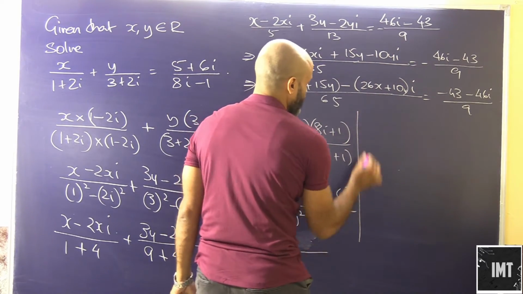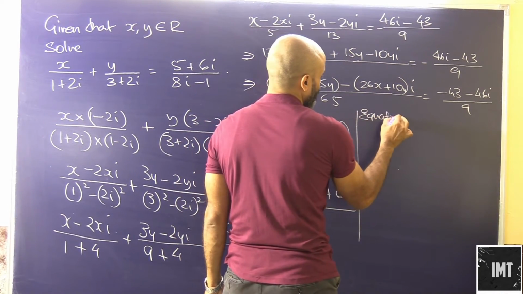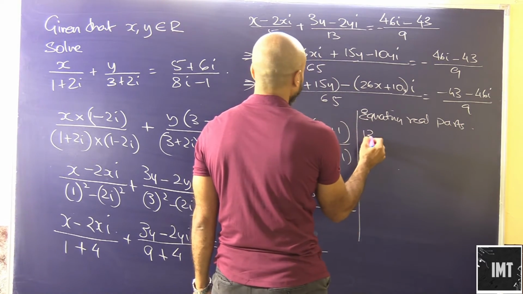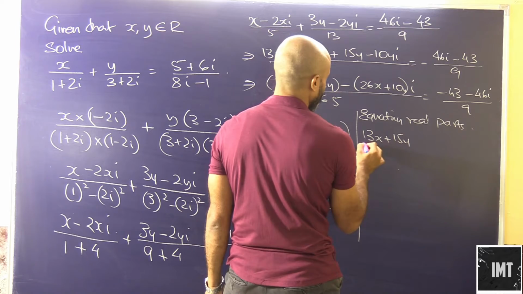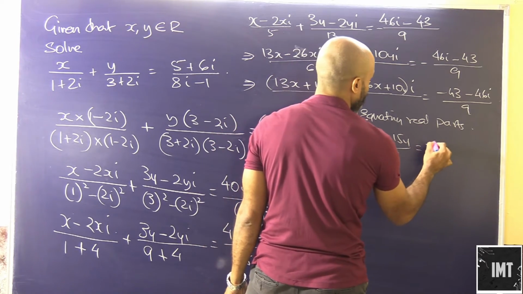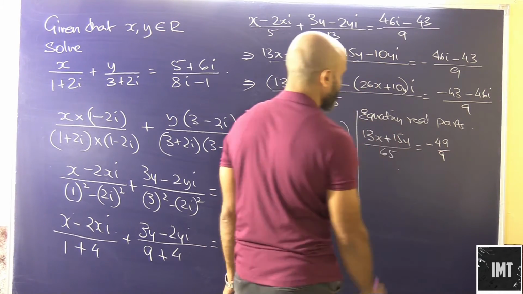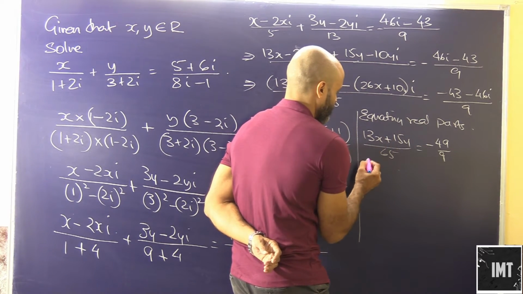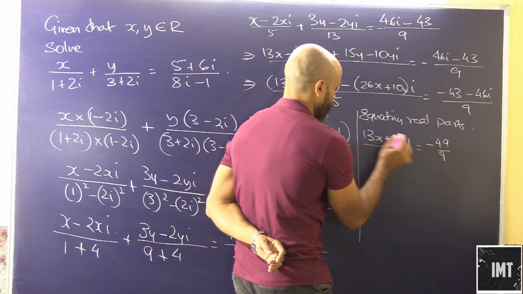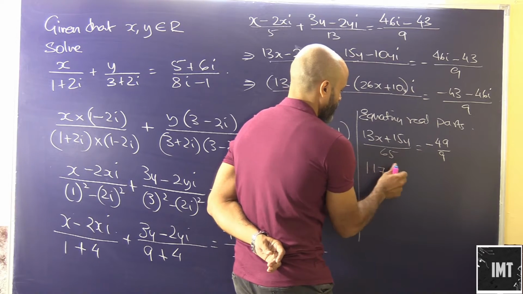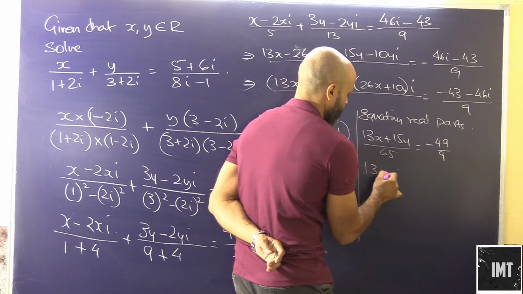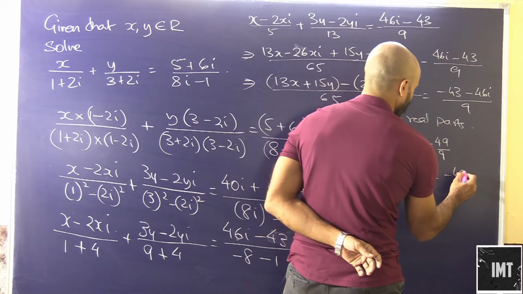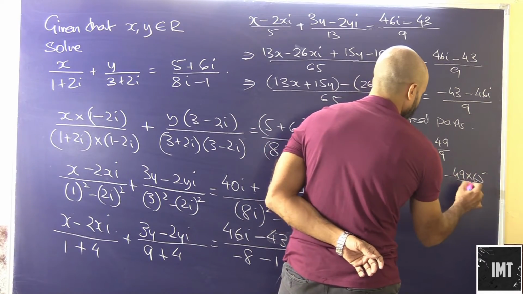So equating real parts, we have 13x plus 15y by 65 is equal to minus 43 by 9. Okay. So this is going to be how much? 13. So we can say 13x plus 15y is equal to minus 49 into 65 by 9.